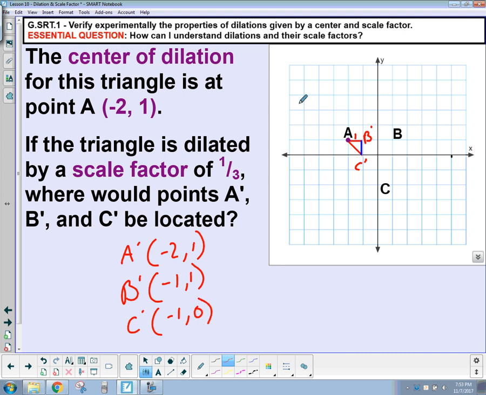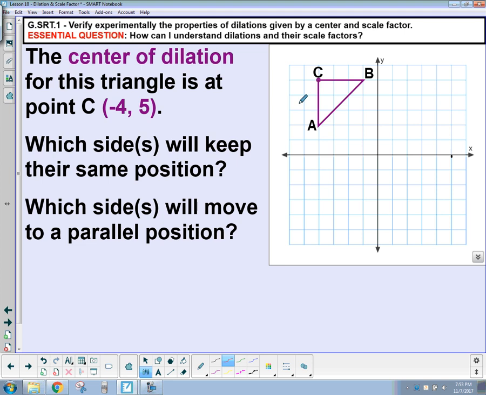So, the center of dilation for this triangle is at C, negative 4, 5. Which ones will keep their position? Which ones will be parallel? I'm just going to kind of make this video short and sweet. So, that's right. Anything going through the center of dilation is going to keep the same position. Okay? AB, on the other hand, this one's going to move.